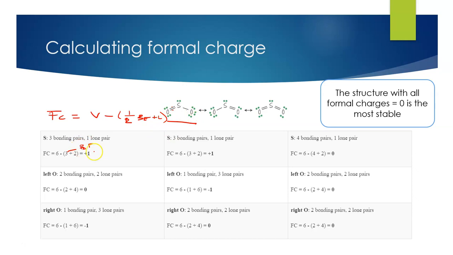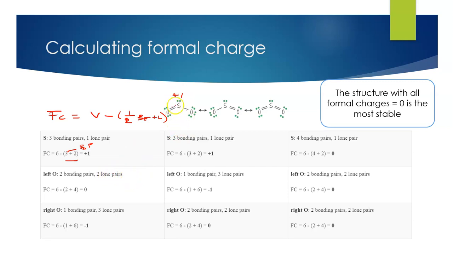Okay, so 1, 2, 3 plus 2 lone pair electrons, so 1 lone pair, so 2 electrons. So we get 6 minus 5 is equal to plus 1. You've got to remember BODMAS in this and do the stuff in the brackets before you subtract from the number of valence electrons. So on this one, we have a plus 1 charge on the sulfur. We then can calculate that for each of the oxygens.